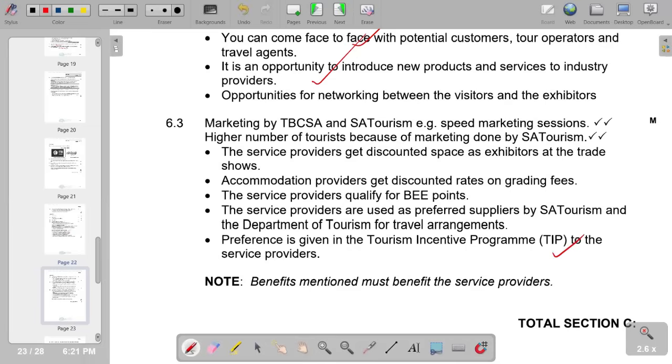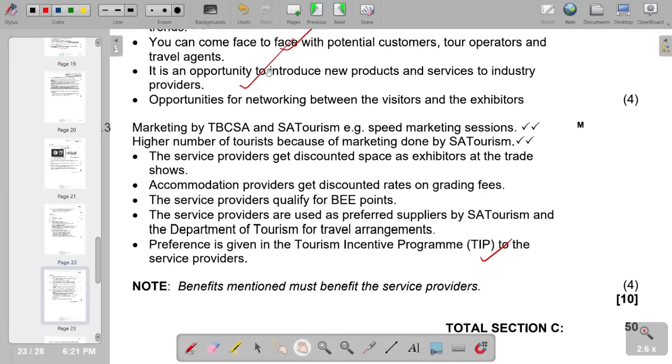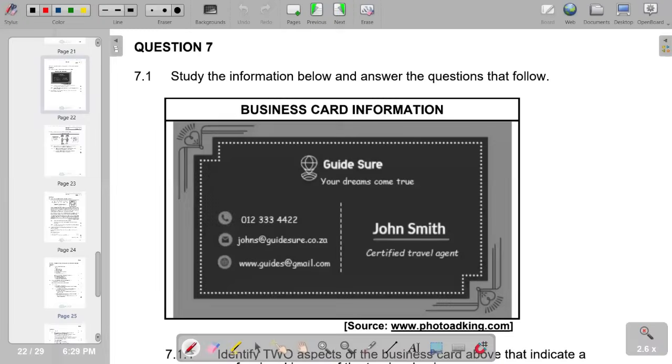But this is what we have in terms of our section C with a total of 50 marks. And we take note, we have 50 marks, and from there, we are supposed to move on to the next part of our question paper. So our question 7 reads, study the information below and answer the questions that follow. We are given the business card information.